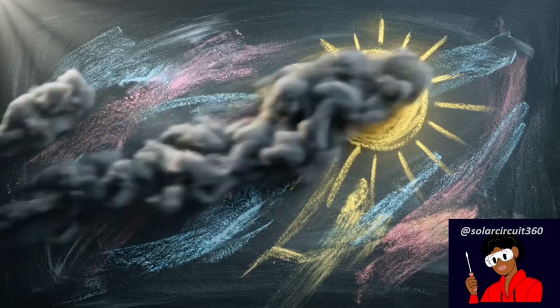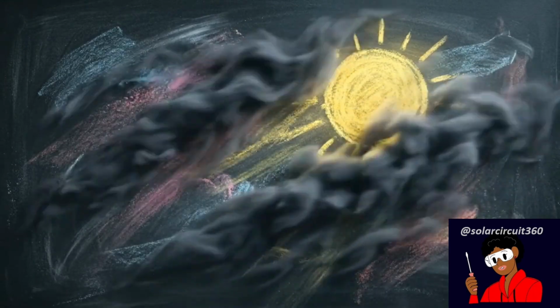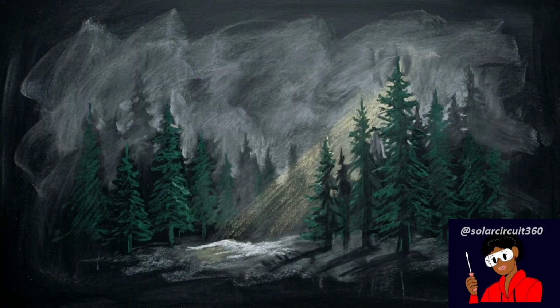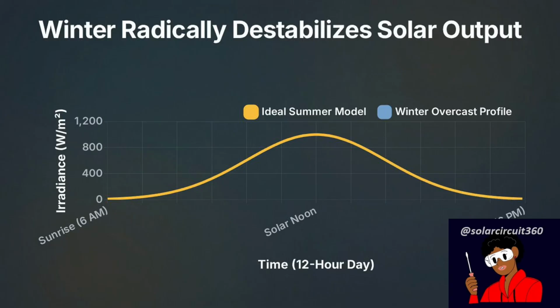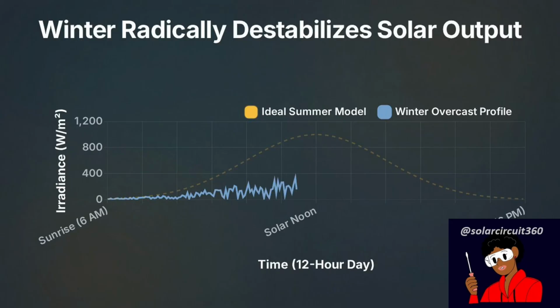Now we shift focus from the hardware on the ground to the environmental conditions in the sky. Under heavy winter cloud cover, sunlight ceases to be a steady input. It becomes diffused, scattered, and highly intermittent. This graph shows the idealized summer irradiance model used in standard solar calculators, a smooth, perfect, symmetrical bell curve. The actual winter overcast profile shatters that ideal.